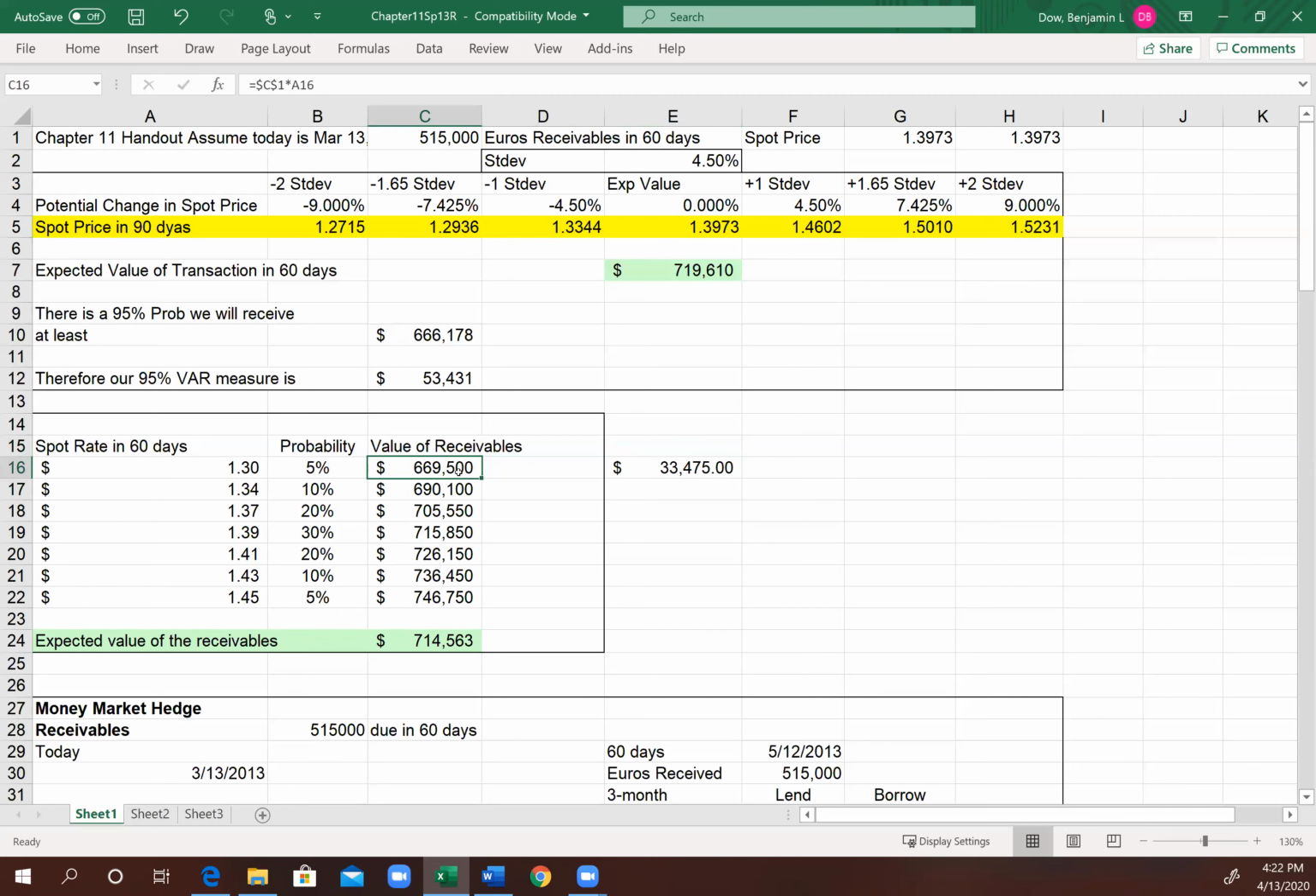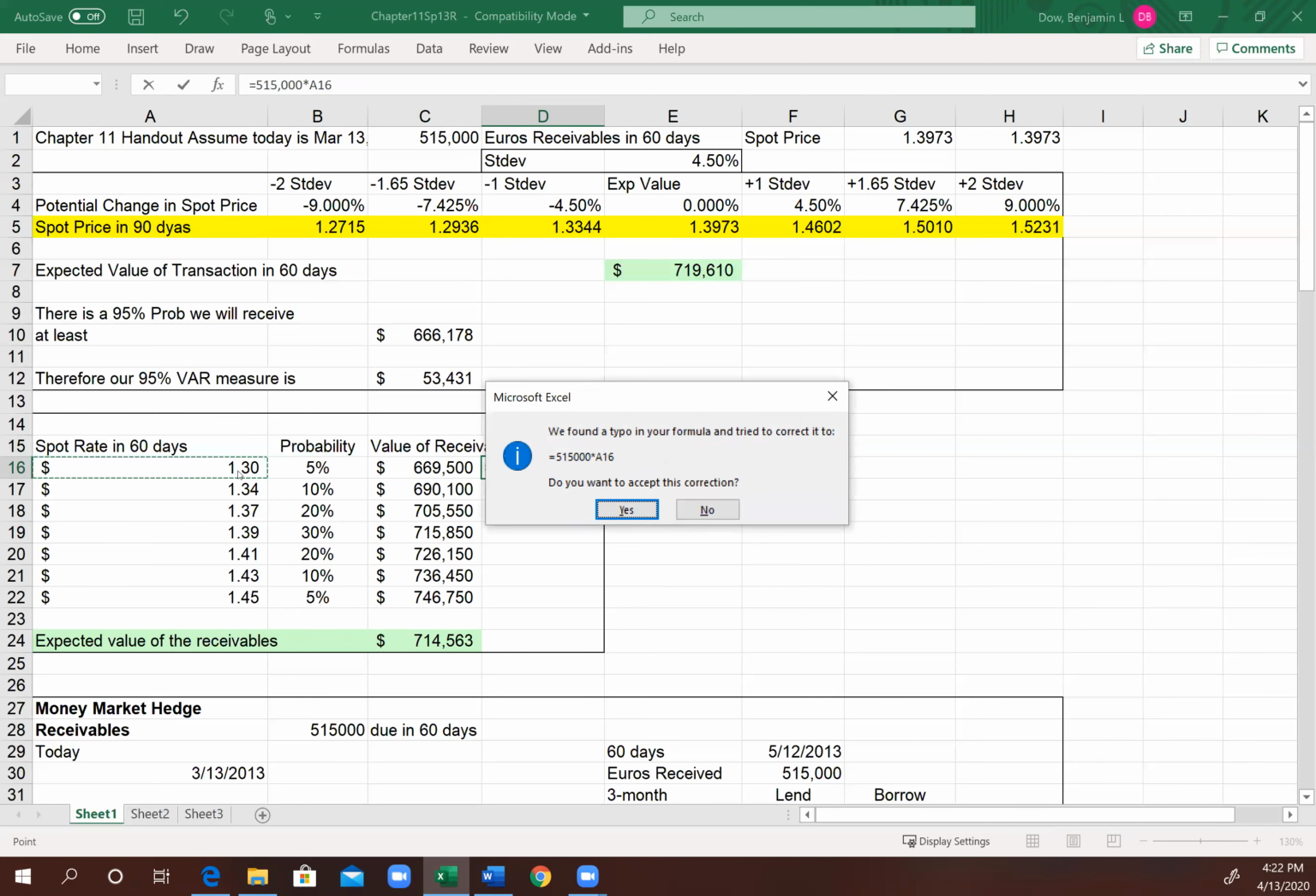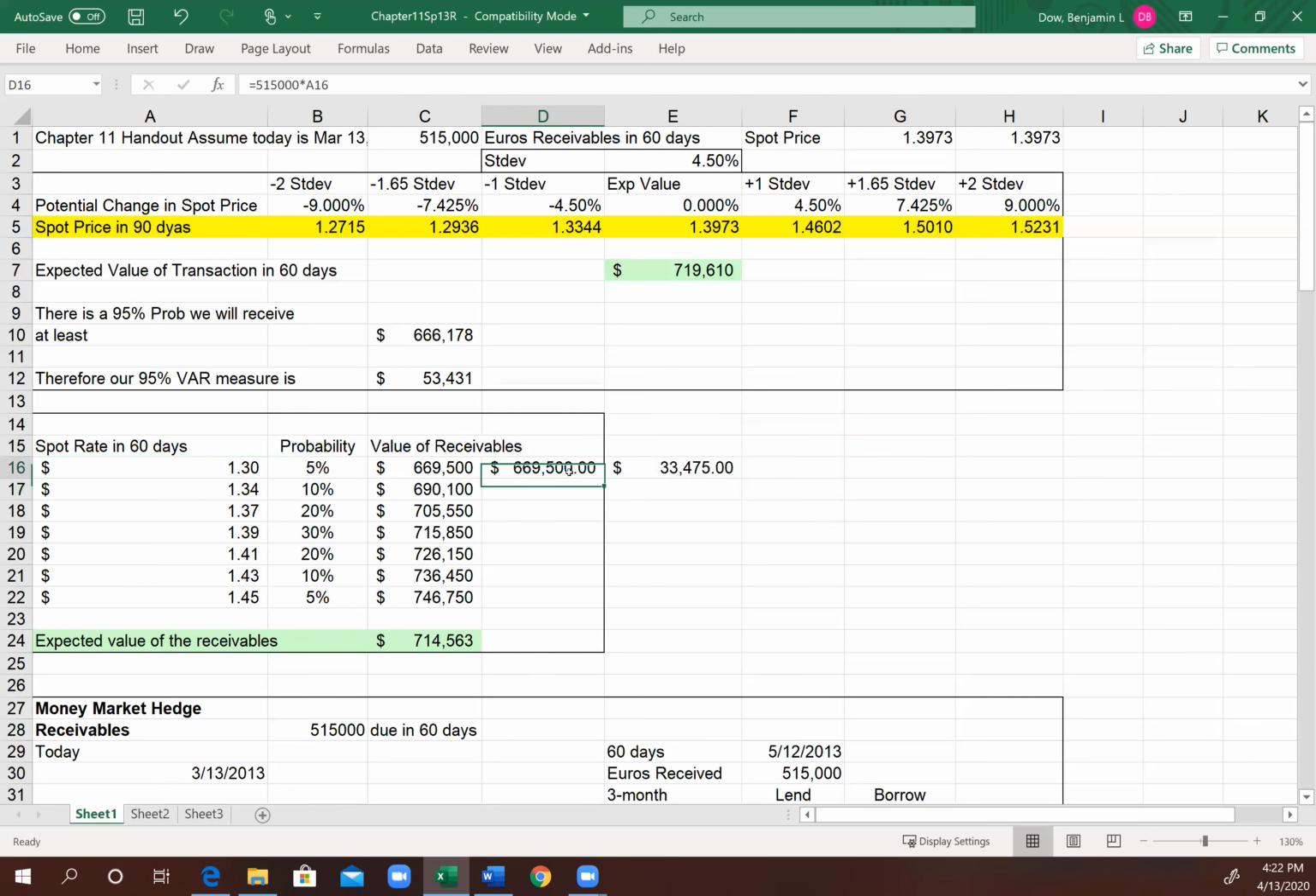Now, how did I get the 669,500? The 669,500 was the fact that there's 515,000 euros coming in, and if the euro drops down to $1.30, then our receivables will be worth 669,500. So the value of these receivables is 515,000 times the spot rate that you're predicting will occur.